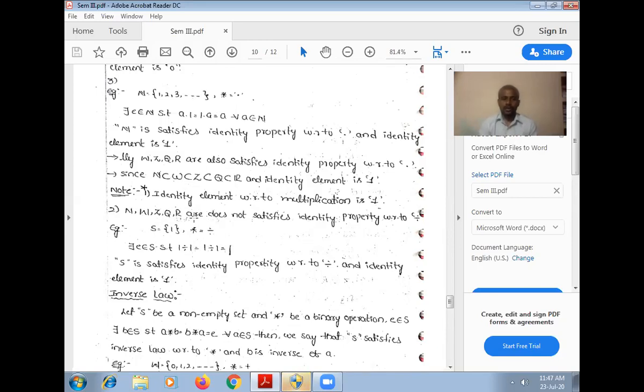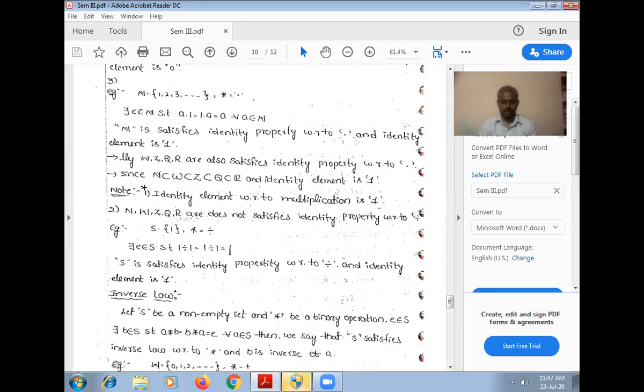Only one example satisfies the identity property with respect to divide. What is the set here? I am taking S equal to the single set {1}. It satisfies the identity property with respect to divide because S contains only a single element, and that element is 1. So 1 divide 1 equals 1. So S satisfies the identity property with respect to divide and the identity element here is 1.